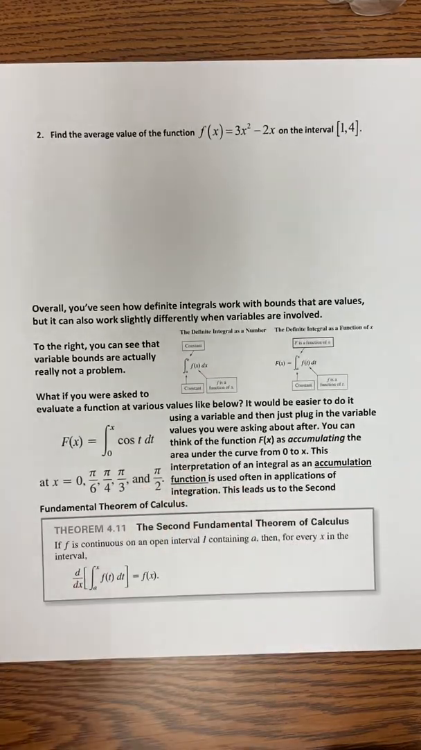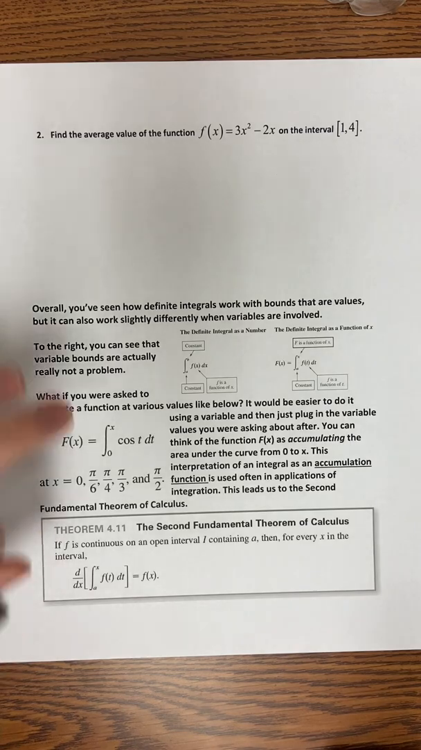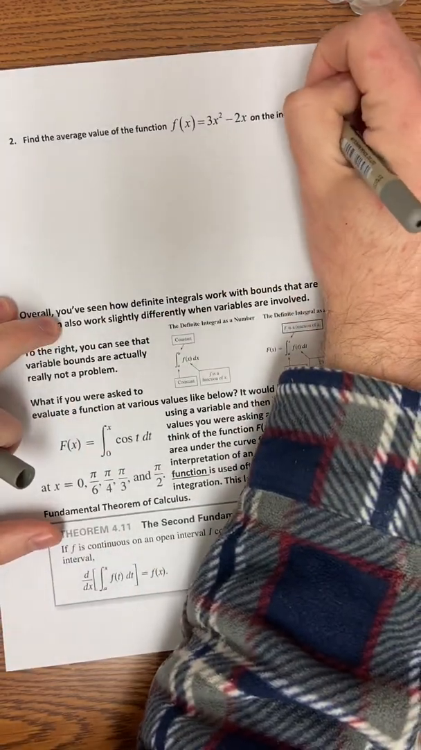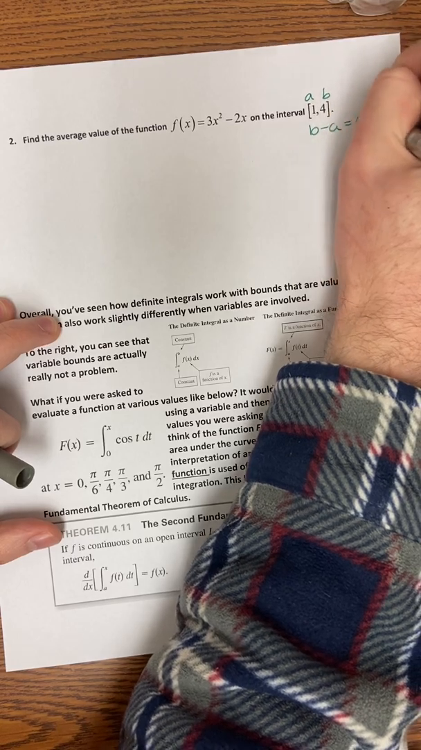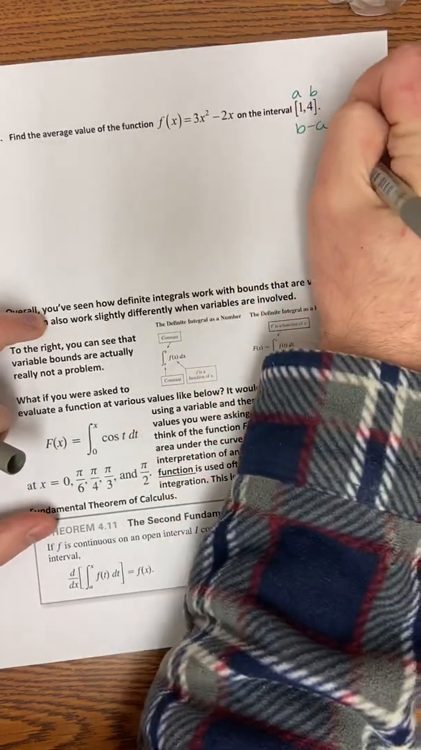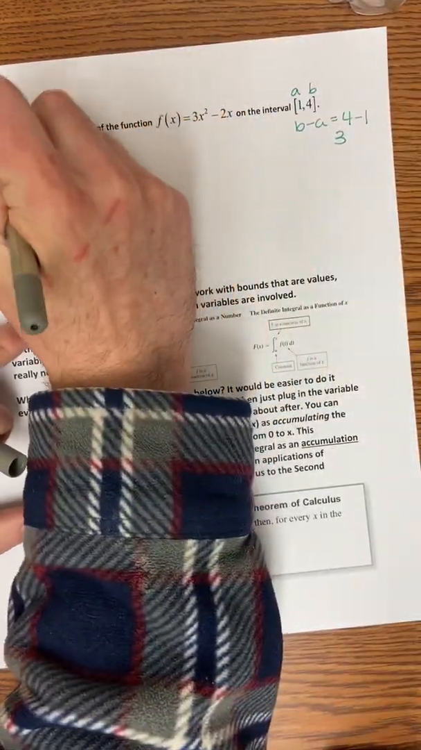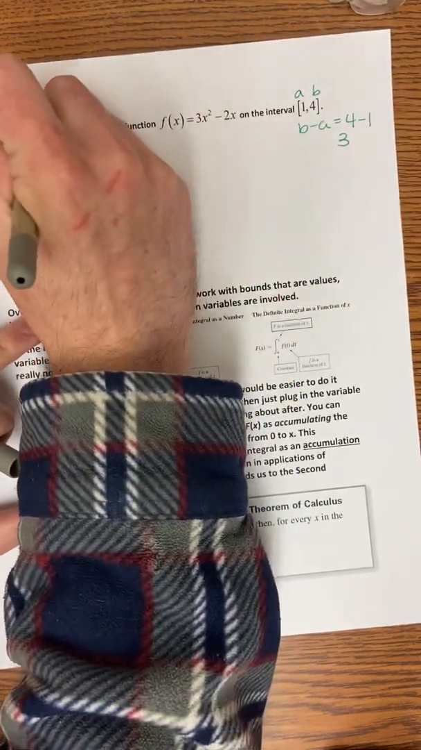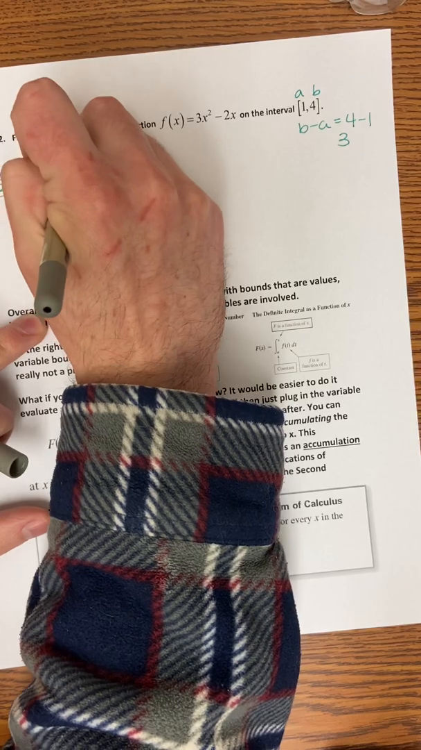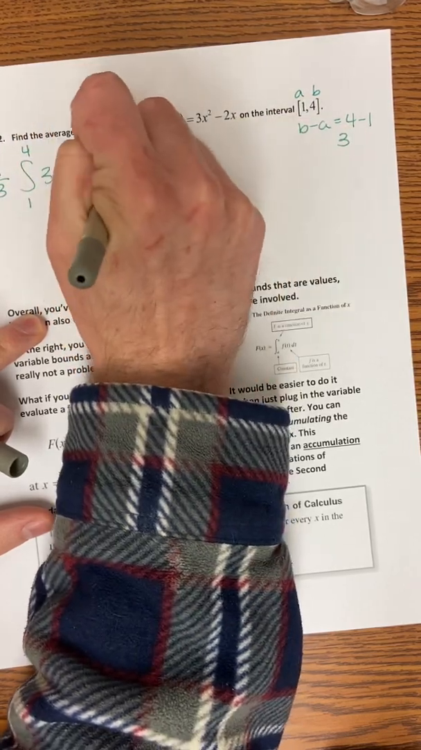Find the average value of the function f of x equals 3x squared minus 2x on the interval 1, 4. Well, this is our a and b. b minus a is 4 minus 1, which is 3. So that means to find the average value, take 1/3 times the integral from 1 to 4 of 3x squared minus 2x dx.